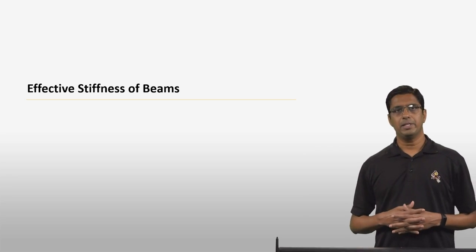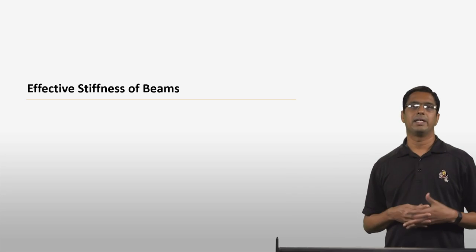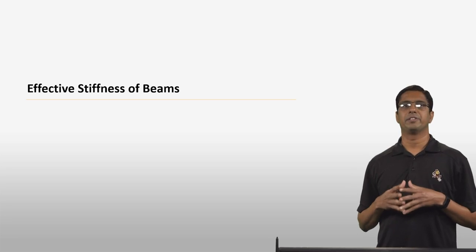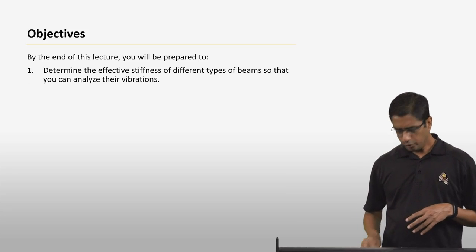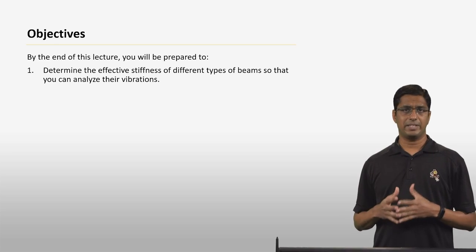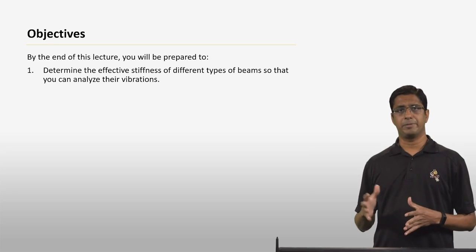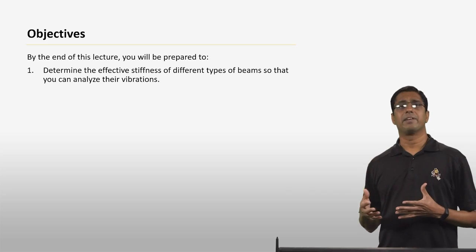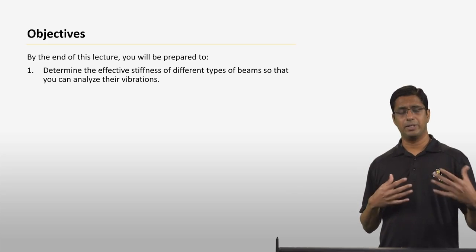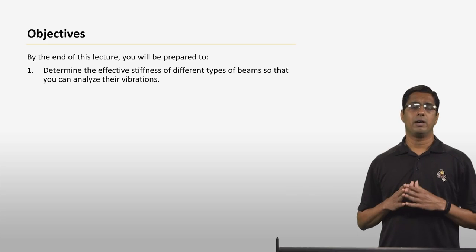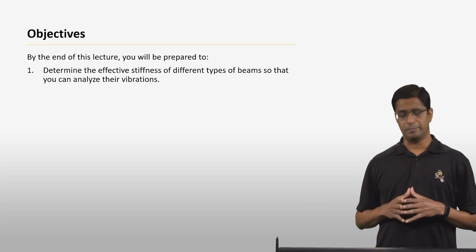Hello, welcome everyone. In today's lecture, we are going to look at a new concept, which is finding out the effective stiffness of beams. By the end of the lecture, you'll be able to determine the effective stiffness of different types of beams. The point of doing this is so that we can analyze the vibrations of such beams. We'll do that a couple of lectures later, but in this class, we'll just focus on how to find the effective stiffness of beams.